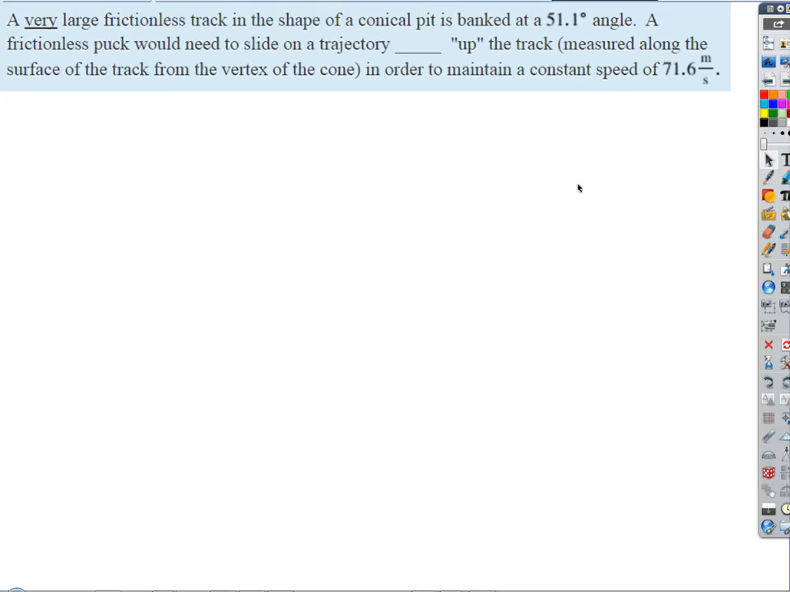Okay, so then what about this? We get this very, very large conical pit. So everybody gets the idea what that is. It's like the pit is just shaped like an inverted cone, right? That's the track. So in cross section, it would look kind of like this. Okay, let's make this a steep angle to exaggerate that 51.1.